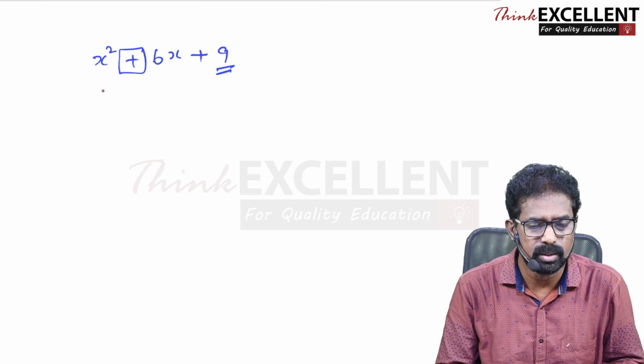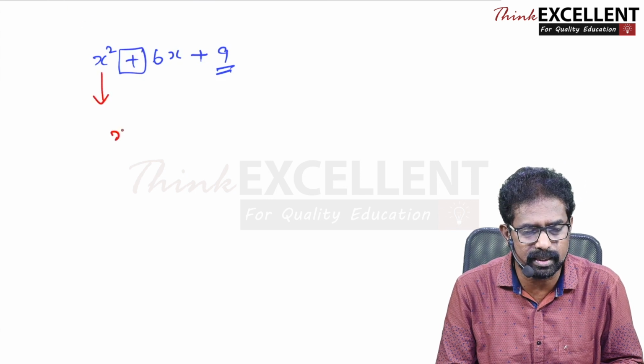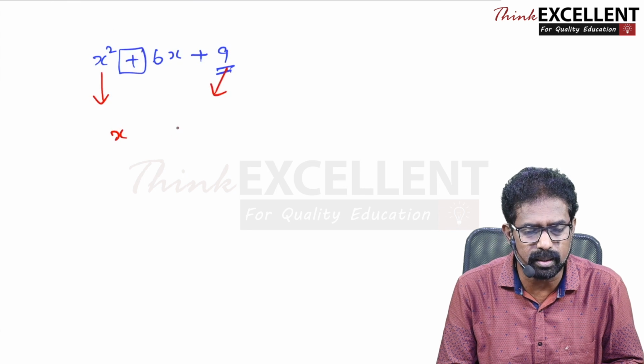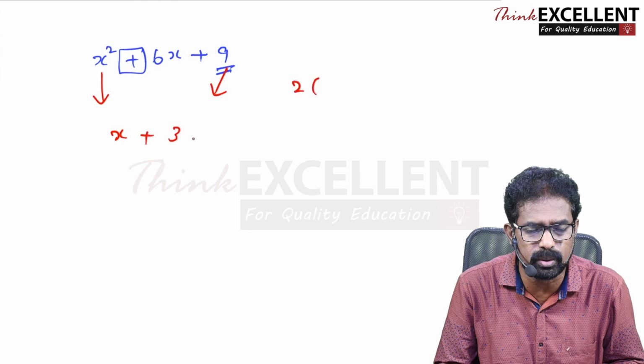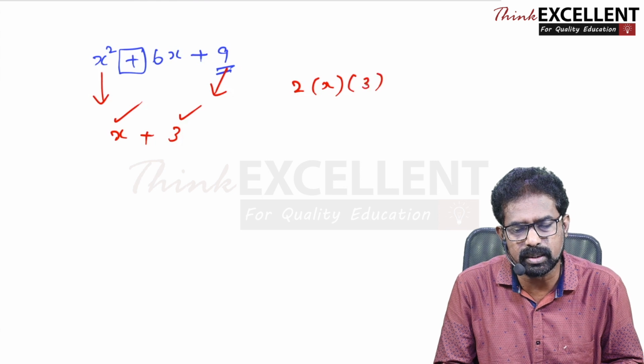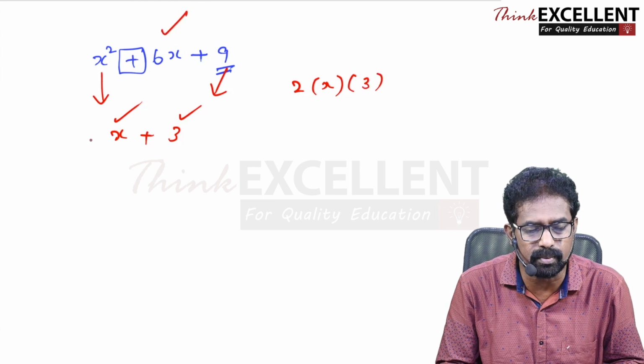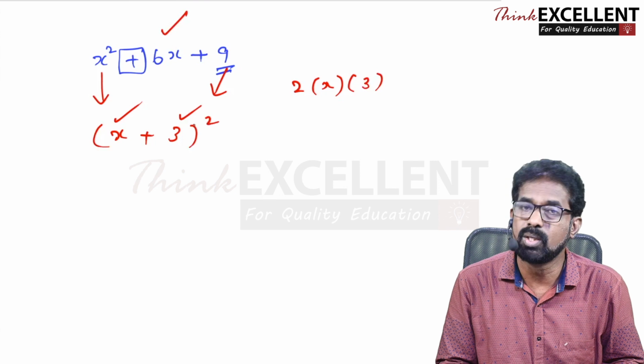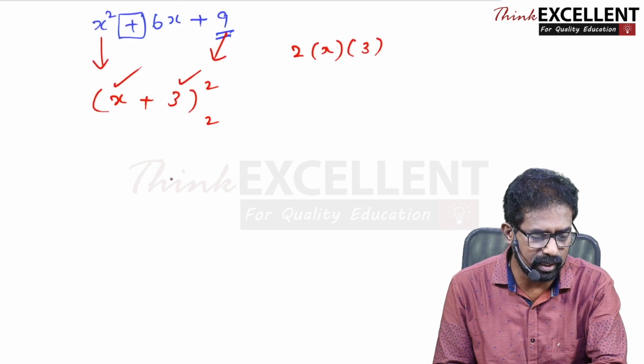So you check it. Here the square root of x square is x, and the square root of 9 is 3, with plus in between. Only the 2ab term you have to check. 2 into a, x, into b, 3. If you simplify, 2 threes are 6, 6x, yes, exactly you have it. So this is x plus 3 the whole square. Like that you can write very easily.